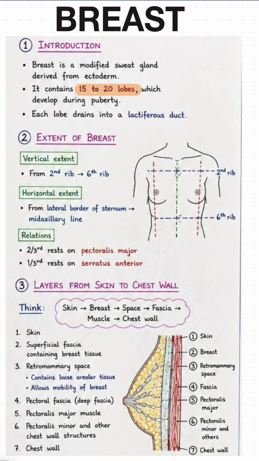It extends from the second rib to the sixth rib vertically, and horizontally, from the lateral border of the sternum to the mid axillary line. This is the horizontal extent.